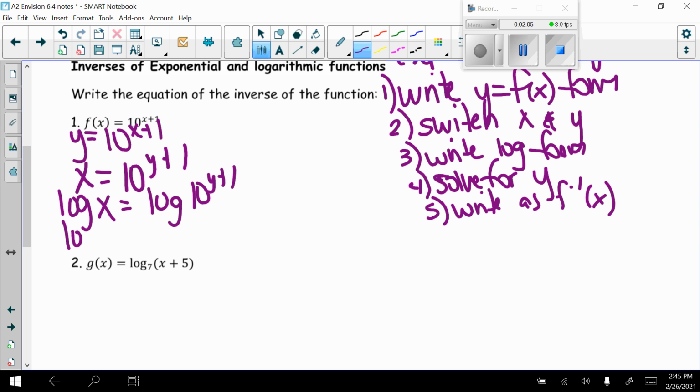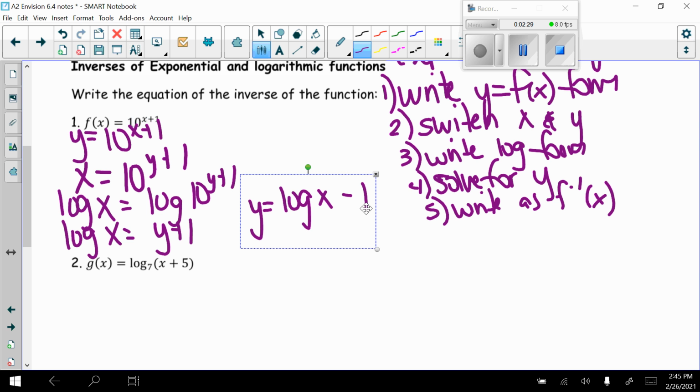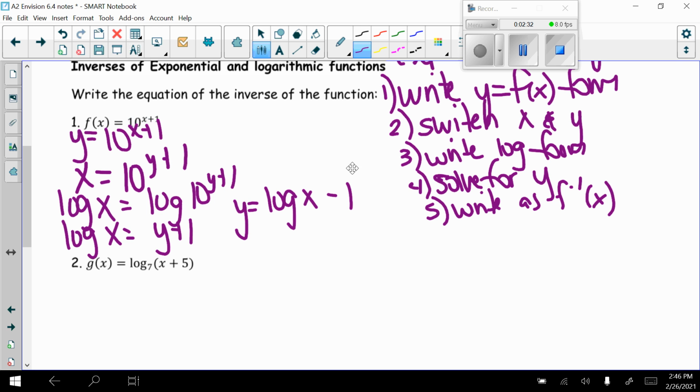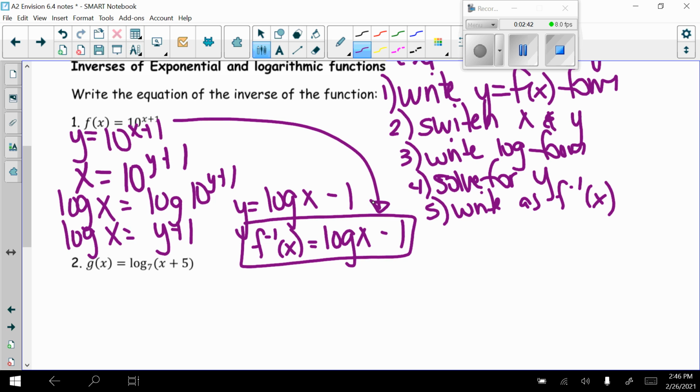So on this side I have log x equals, now over here, log of 10, remember log base 10 of 10, that's just 1, so that all goes away and I'm just left with y plus 1. Now all I have to do is subtract 1 from both sides. So I get y equals log x, all of that minus 1. So now all I have to do is write with the inverse. So trade my y to inverse. So f inverse of x equals log of x, all of that minus 1. There's the inverse of that exponential. Okay.